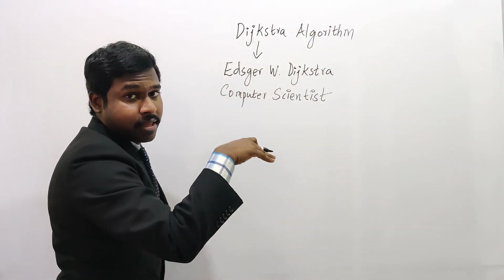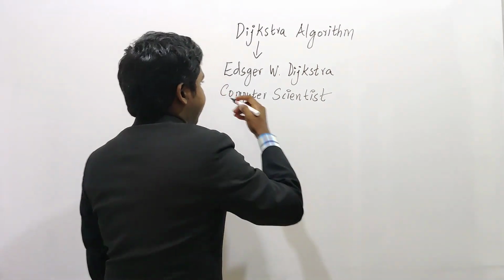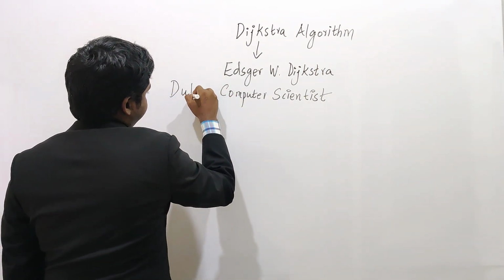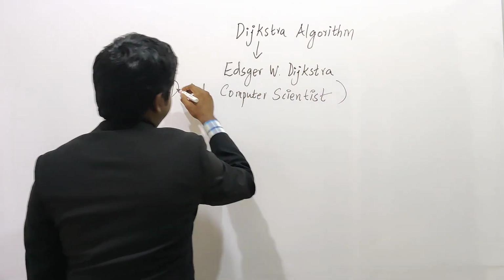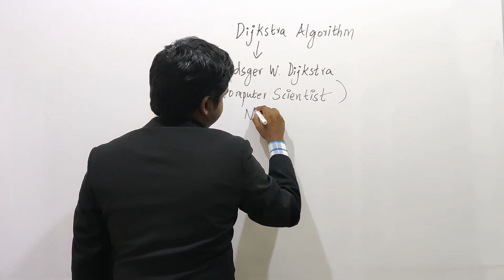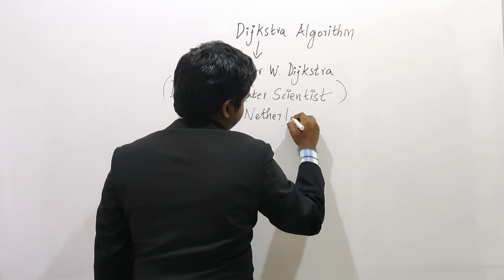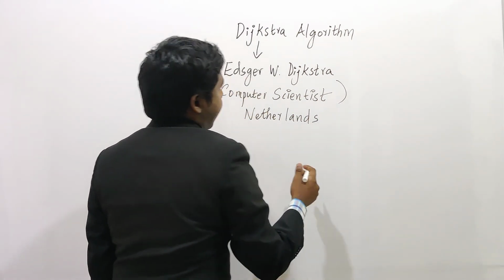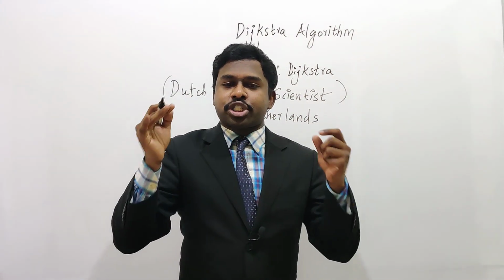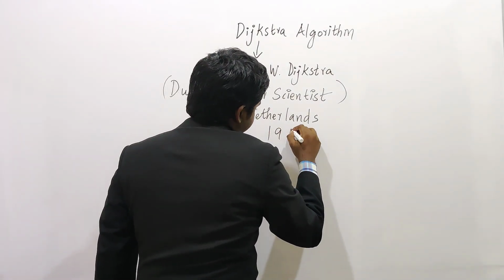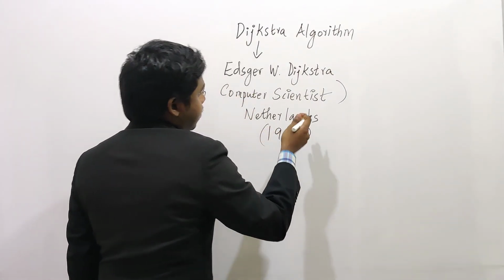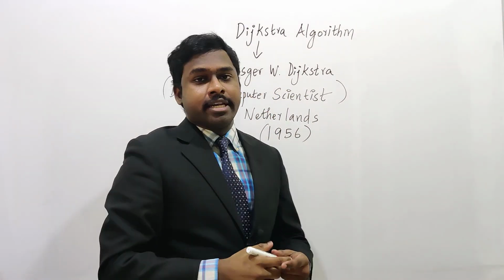He is from Netherlands, so he's a Dutch computer scientist, okay? And he had this idea to find out the shortest path, and so in the year 1956, he devised this algorithm, which is Dijkstra Algorithm.